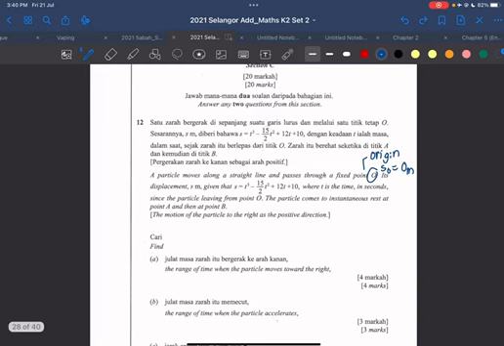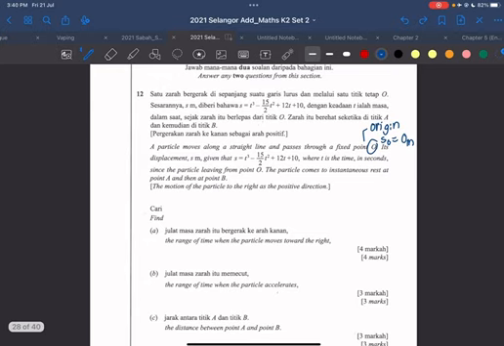Hi guys, today I'll be looking at an Addmaths trial question. A particle moves along a straight line through a fixed point O, which means that O is the origin and the displacement at O is equal to 0 meter because O is the starting point of the journey. And this is the equation for the displacement, where t is time in seconds. So the particle comes to instantaneous rest at point A and then at point B. So the particle moves from point O to point A and point B.